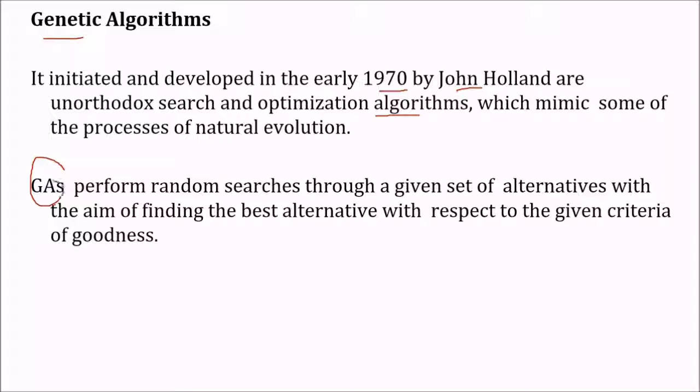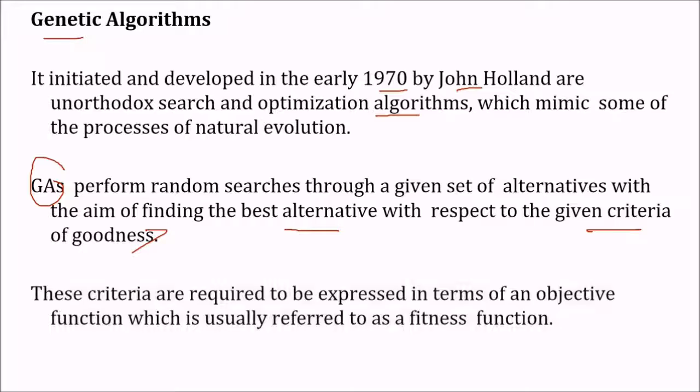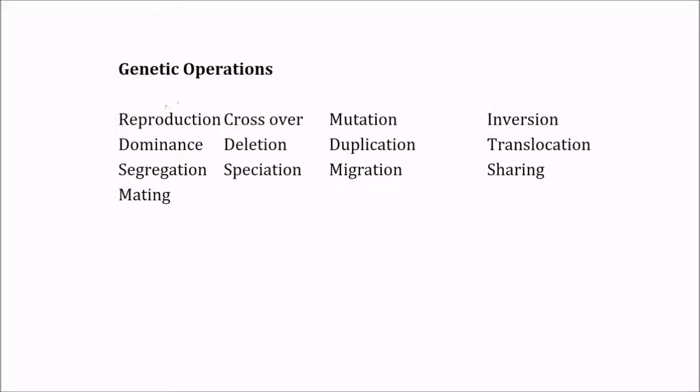So a GA performs random searches through a given set of alternatives with the aim of finding the best alternative with respect to the given criteria of goodness. These criteria are required to be expressed in terms of an objective function, usually referred to as the fitness function. Genetic operations involve reproduction, crossover, mutation, inversion, dominance, deletion, duplication, translocation, segregation, speciation, migration, sharing, and mating.